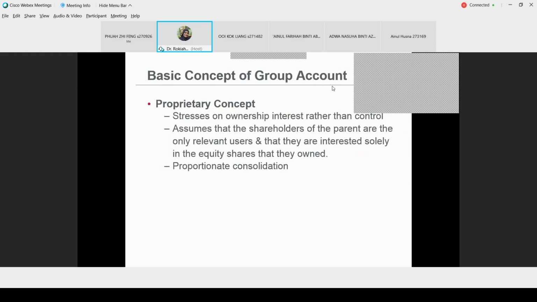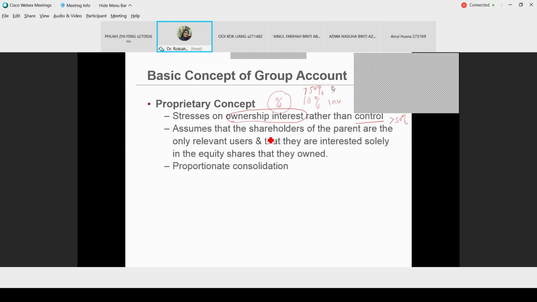So, the basic concepts for group accounts: we have two concepts here. The first is the proprietary concept, which stresses the ownership interest. We look at how many percent of shares you have, rather than control. Control refers to having more than 50%, but for the proprietary concept, we look at how many percent you have. If you have 10%, it's considered an investment. If you have more than 50%, it's considered your subsidiary.